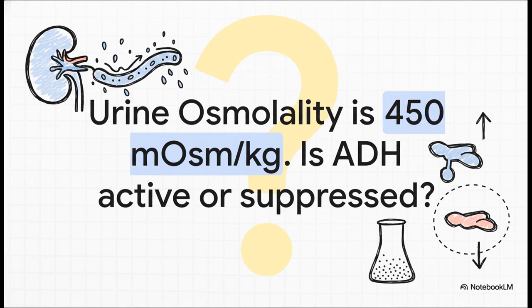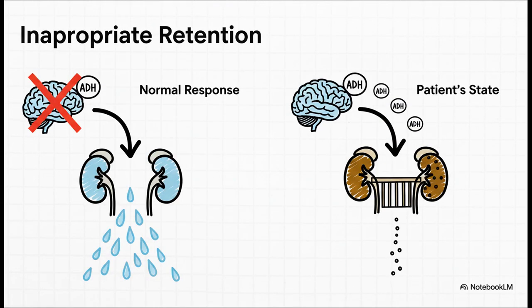Okay, on to clue number 2. The urine osmolality comes back at 450. Now think about this for a second. The body has too much water. So what does a number like 450 tell you about the hormone ADH? Is it being suppressed or is it active? And the answer is B. ADH is active, and this right here is the heart of the problem. See, normally in a state like this, the body should be screaming, stop ADH, to get rid of all that extra water. We should see really dilute urine, like less than 100. But 450, that's concentrated. It tells us ADH is on, and it's making the kidneys hold on to water they desperately need to get rid of.